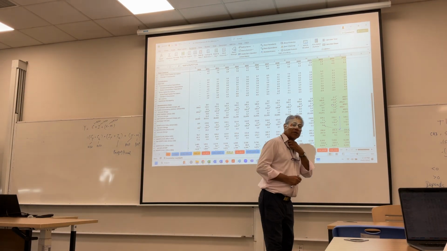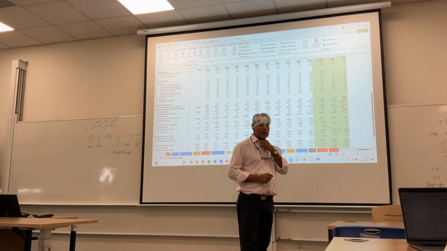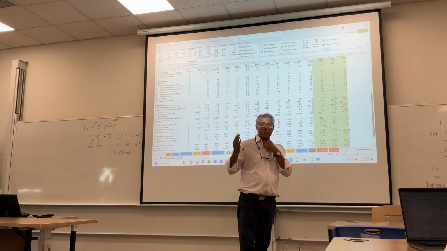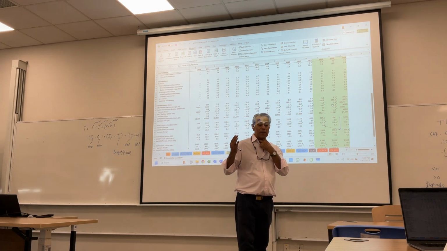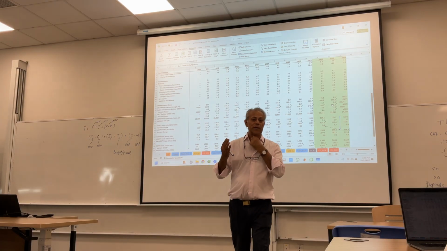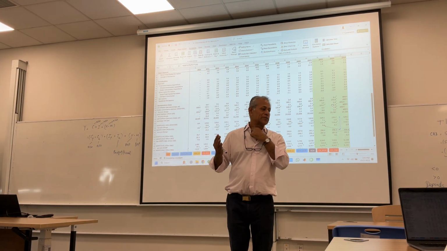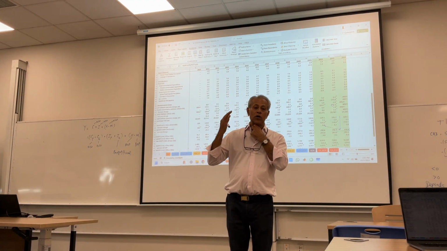The nominal numbers I can get from the State Bank of Vietnam, because the State Bank of Vietnam publishes data on the balance of payments. And it does that on a quarterly basis. So you can get the balance of payments for Vietnam from the State Bank of Vietnam on a quarterly basis.